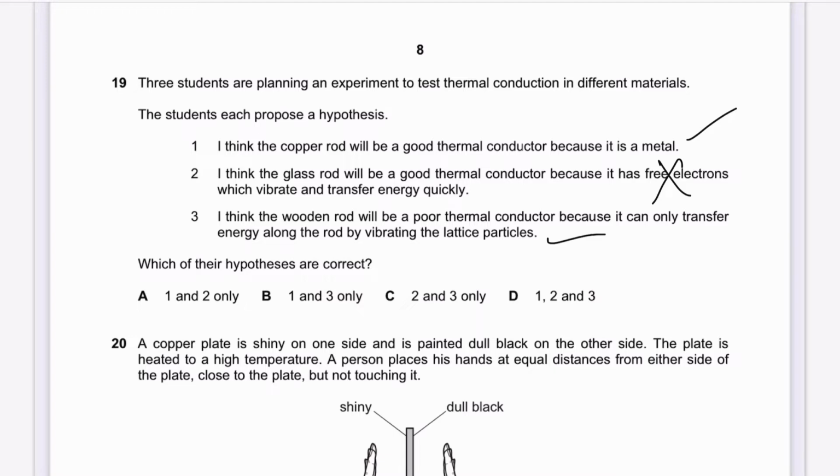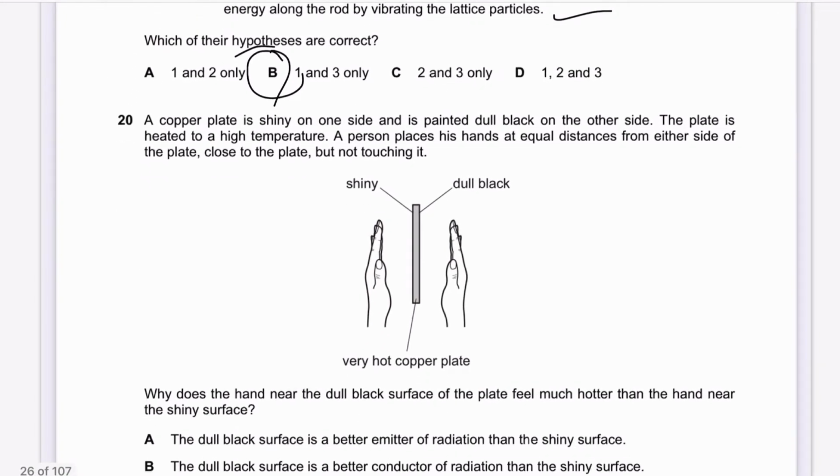It doesn't have free electrons, but because it's a solid, it has lattice particles or molecules set out in a lattice pattern, and they will vibrate and transfer the energy, but obviously it will take a very, very long time. And most of the time, the energy won't even reach from one end to the other because it will be lost to the surroundings. So the answer for this is B, because only 1 and 3 are correct.